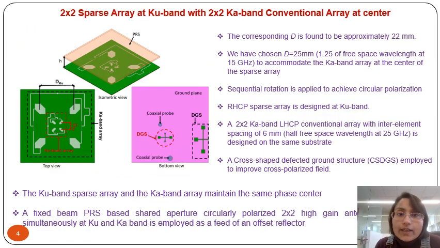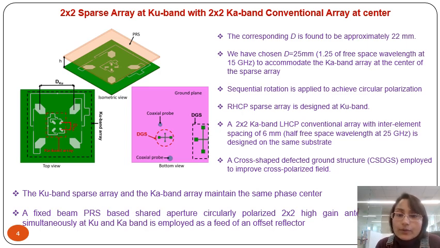A 2x2 sparse array at Ku band with a 2x2 Ka band conventional array at the center is shown in this slide. The d that we calculated from the previous slide is found to be 22 mm. But here we have chosen d equals 25 mm so that we can accommodate the Ka band array at the center of the sparse Ku band array.